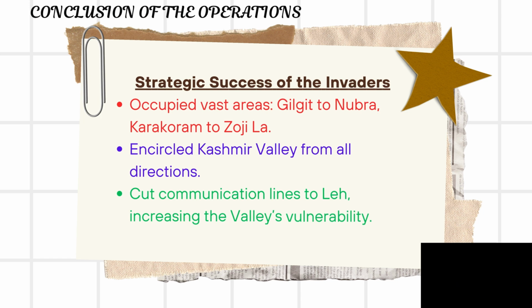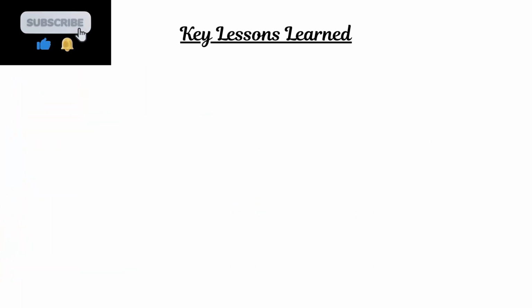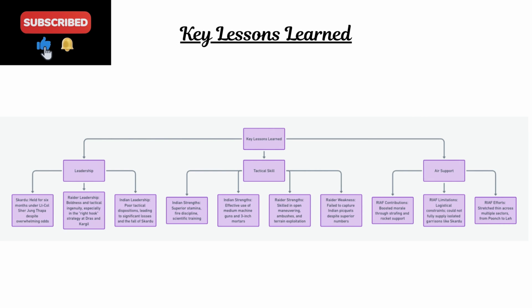Dosto, as we move ahead, we've prepared a comprehensive chart summarizing the key lessons learned from the siege of Skardu and the 1948 conflict. This chart highlights the critical aspects of leadership, tactical skill, and air support, offering valuable insights for military strategy. Let's take a look. Friends, these key lessons remind us of the importance of leadership, adaptability, tactical skills, and logistical planning in military operations. These timeless lessons hold relevance even today for strategists and defense forces alike.